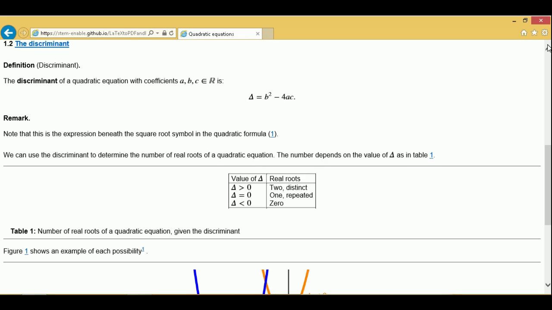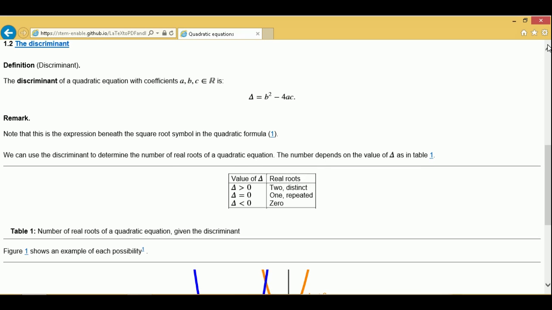Value of delta math content. Real roots. Delta greater than 0 math content: 2 distinct. Delta equals 0 math content: 1 repeated. Delta less than 0 math content: 0. Table end. Table 1: number of real roots of a quadratic equation given the discriminant.